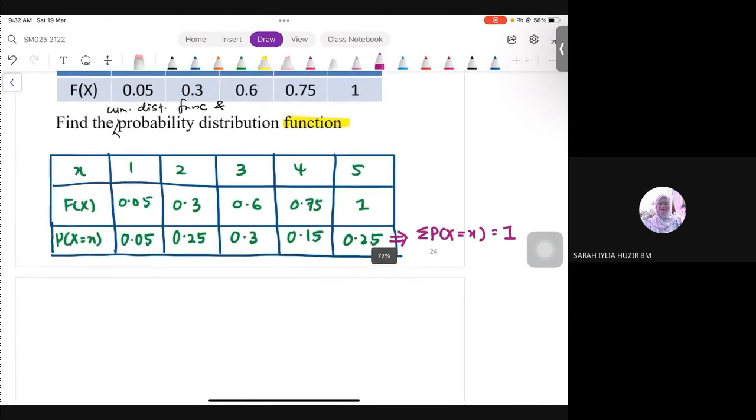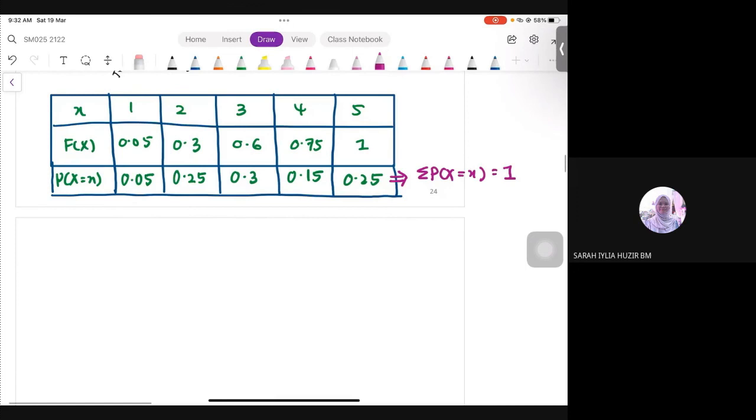Okay. Untuk soalan ni, walaupun dia minta probability distribution function je, saya nak buat dua-dua lah biar kita nampak perbezaan kat situ. Apa beza? So, saya tambah soalan ni. Find the cumulative distribution function and probability distribution function. Okay. Dua-dua function. Satu cumulative, satu probability. Kita nak tengok apa beza dia. So, saya start dengan cumulative dulu.